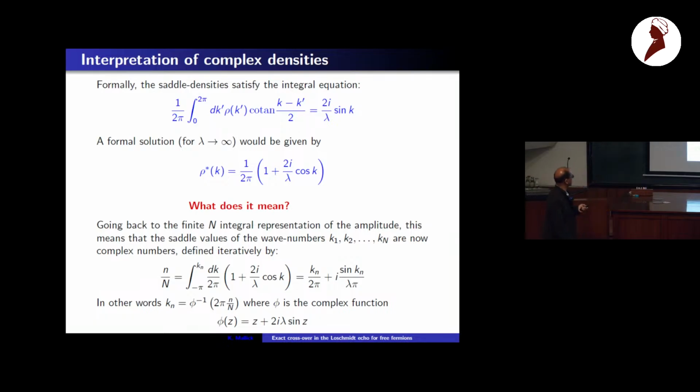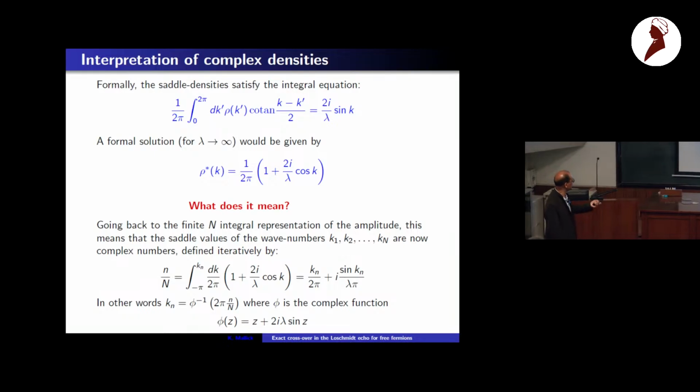And more precisely, I have N wave numbers, k_1 to k_capital N, while the small n-th k_n will satisfy this integral equation, because this is the density. So how many people do I have less than k_n? I have n of them. So it means that the fraction, the filling fraction, small n over capital N, is given by this integral. And this integral, if I keep the i here, is a complex number.